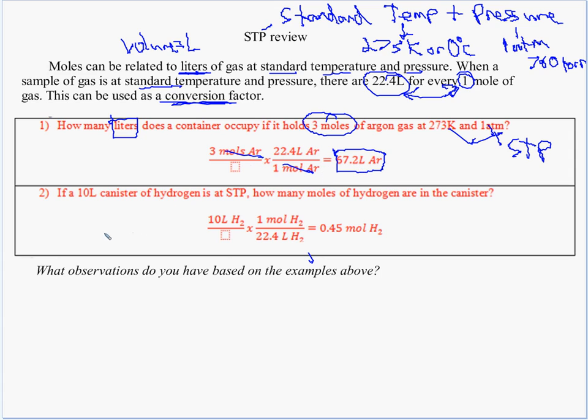Okie doke. Number 2. If a 10-liter canister, so it's giving us 10 liters, is at STP, so that means I can use my 22.4 liters. How many moles, so looking for moles, of hydrogen are in the canister? So I have 10 liters of hydrogen. So I need to get rid of liters, so liters goes on bottom, moles goes on top, 22.4 on the bottom, divide it. Man, they must have used a calculator, because I wouldn't be able to do that. Well, I mean, you could do long division, I guess. Maybe they did long division. Okay, so 0.45 moles of H2.